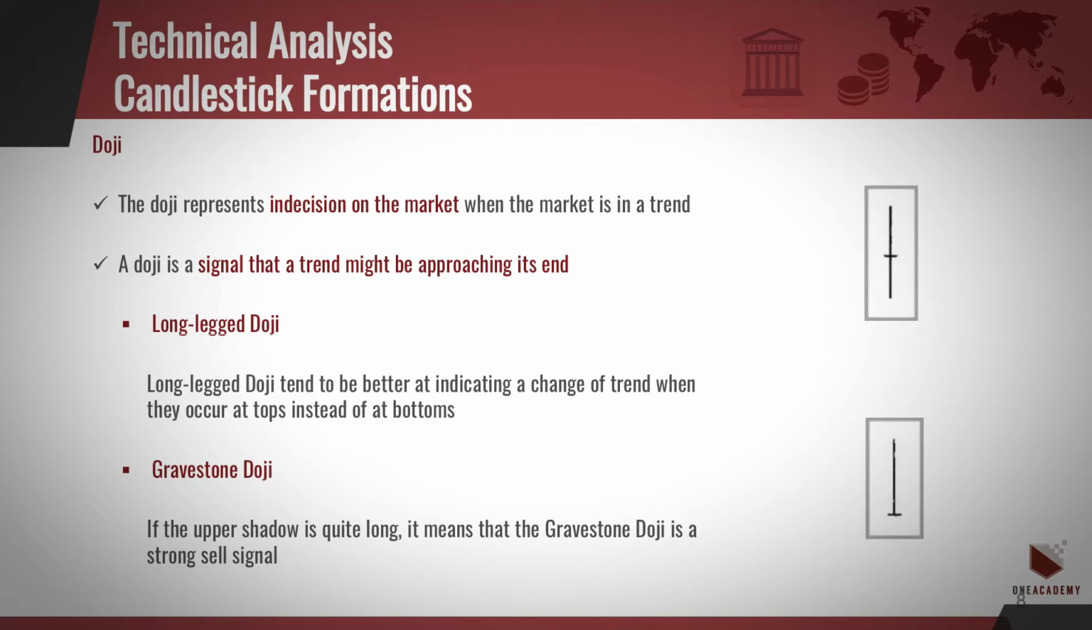Doji. The doji represents indecision in the market when the market is in a trend. A doji is a signal that a trend might be approaching its end or that it does not have potential to form. Long-legged doji. Long-legged doji tend to be better at indicating a change of trend when they occur at tops instead of at bottoms. Gravestone doji. If the upper shadow is quite long, it means that the gravestone doji is a strong sell signal.